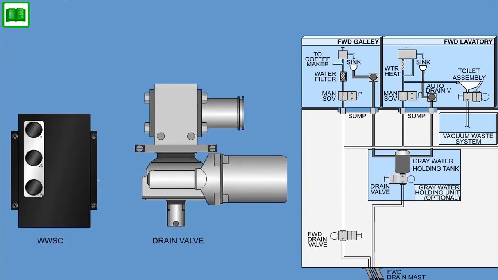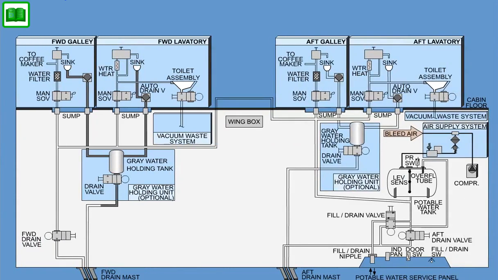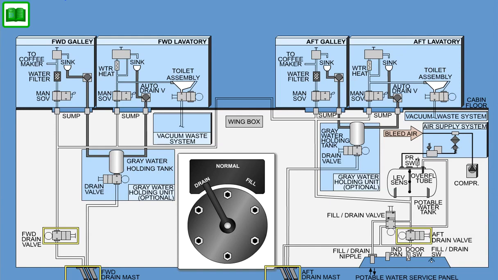The valve is operated by an electrical signal from the WWSC. In flight, the valve opens to drain the stored gray water overboard via the drain masts, or on ground when commanded from the fill drain switch. The normal position of the valve is open in flight. The valve is similar to the forward and aft drain valves except the end fittings.